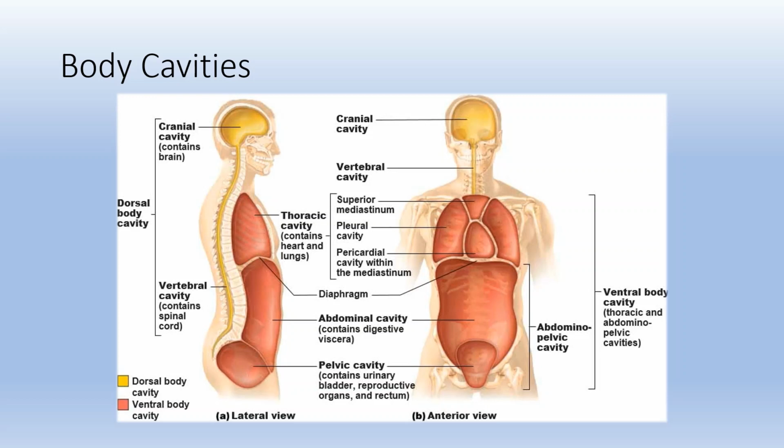On the left side of this diagram, you see a lateral view, so you are looking at the body as if you are standing away from the midline. From a lateral view, you are able to see the dorsal body cavity in yellow towards the back of the body, and towards the front of the body in red, you see the ventral body cavity.